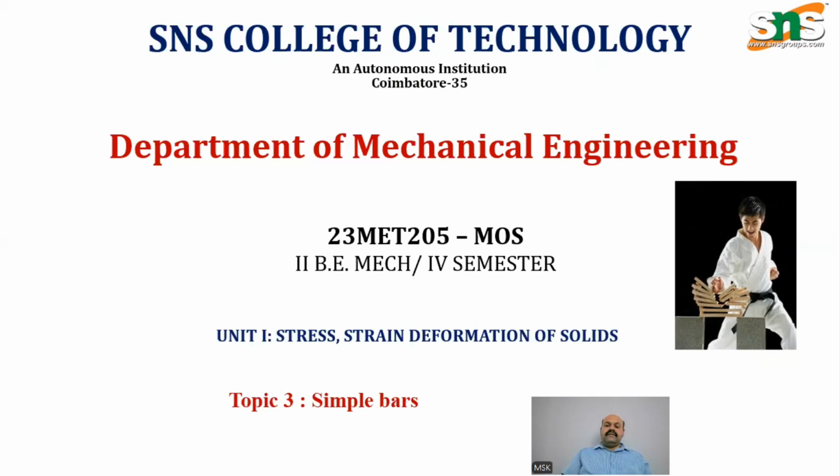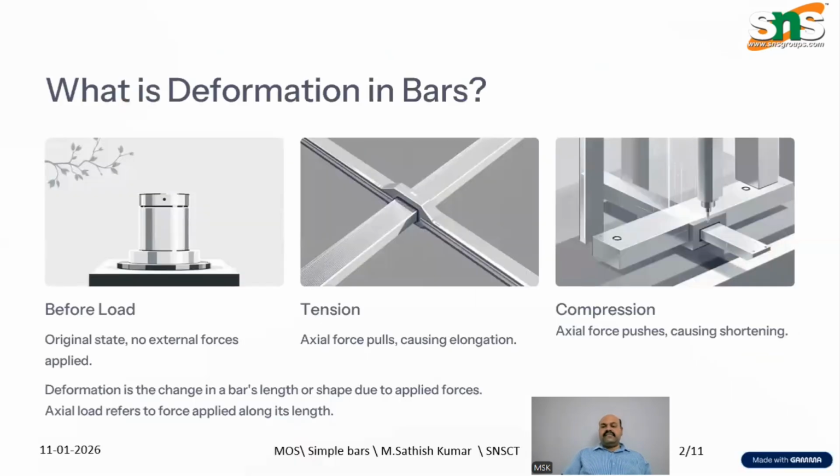And last class we discussed three kinds of stresses, and we also had a short form to remember them, that is TCS. Yes, tensile, compressive, and shear. Let us see how these three stresses and deformation happen in larger structures. Before going to larger structures like beams, shafts, and everything, let us see simple bars in this lecture series. And what is a deformation in a bar?